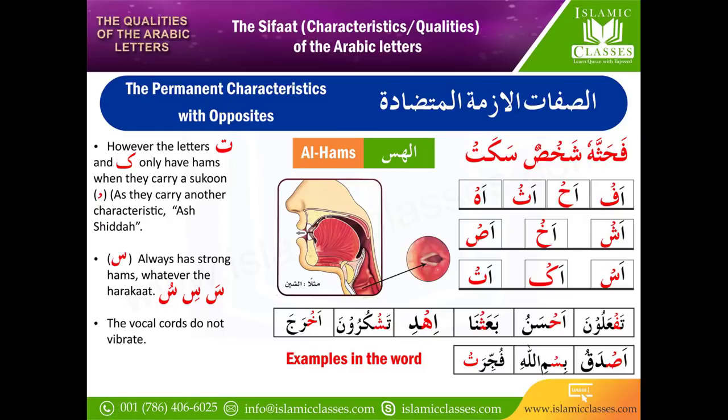The next point is that seen always has strong hams. Whatever the harakat, if seen has a sukoon, at that time we basically apply hams. But if seen has fatha, kasra or dhamma, at that time also there will be a strong hams. And the last point is that the vocal cords do not vibrate.